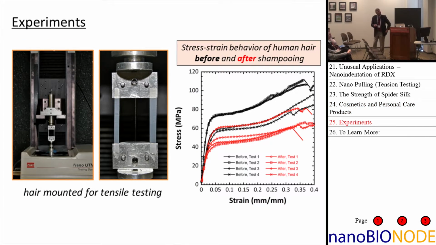So here's one of her hairs mounted for tensile testing in our machine. And you can see the hair right there. And this is just a nano indenter turned around to pull rather than to push. And here are the results. So here's the stress strain curves for Sarah Herbert's hair. The black ones are before washing with the shampoo. And the red ones are after washing with the shampoo.